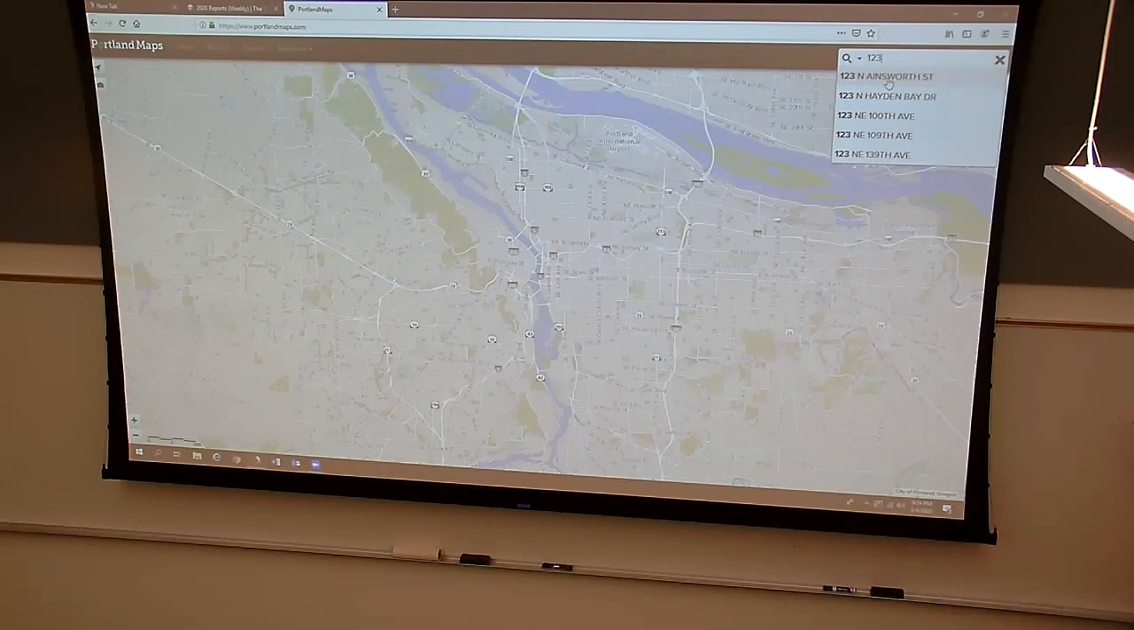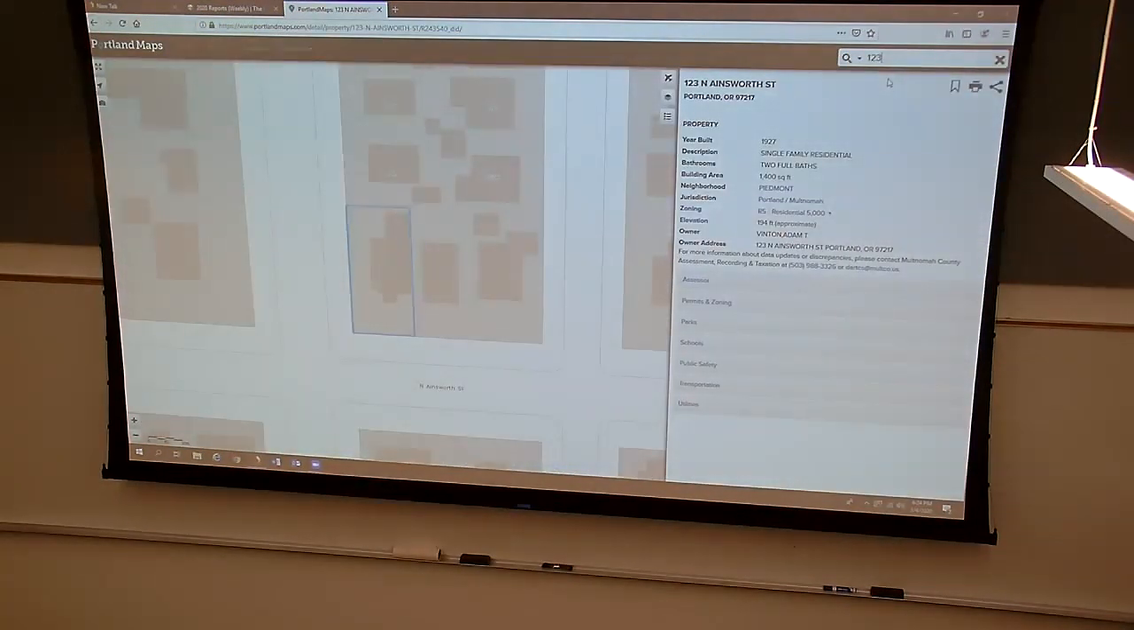Let's say your address is 123 Ainsworth. Okay? So what I'm going to write down for us is top right-hand corner, enter address. This right hand, yes. Okay. Vamos a meter la dirección ahí en esa esquina, ¿ok?